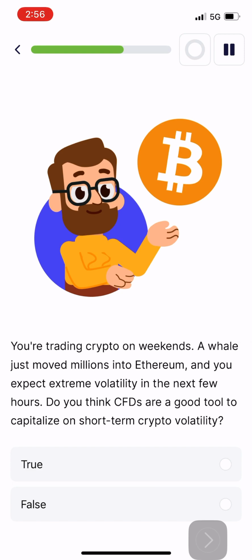You're trading crypto on weekends. A whale just moved millions into Ethereum, and you expect extreme volatility in the next few hours. Do you think CFDs are a good tool to capitalize on short-term crypto volatility?